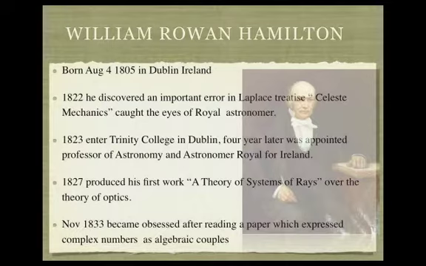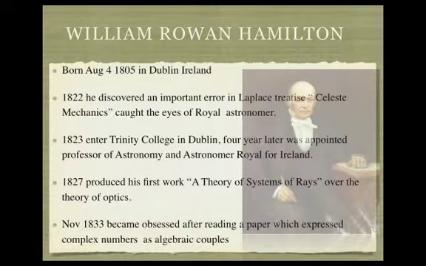William Rowan Hamilton was born August 4, 1805 in Dublin, Ireland, and was considered a prodigy. In 1822, he discovered an important error in Laplace's work on celestial mechanics. He caught the attention of the Royal Astronomer at Trinity College. Then in 1823, he entered Trinity College in Dublin. Four years later, he was appointed professor of astronomy and then Royal Astronomer of Ireland, taking over the position from the person who had discovered him in 1823. In 1827, he produced his first work, the Theory of Systems of Rays, on optics.